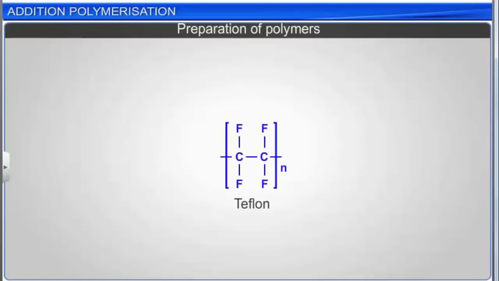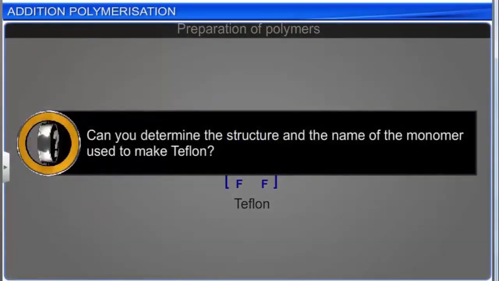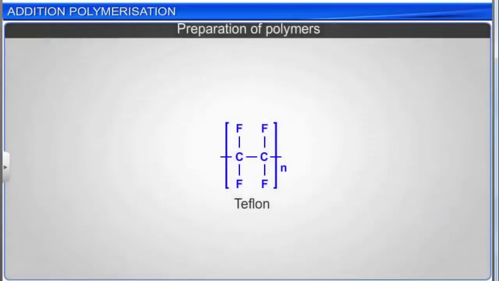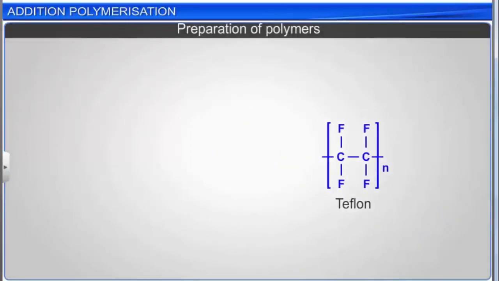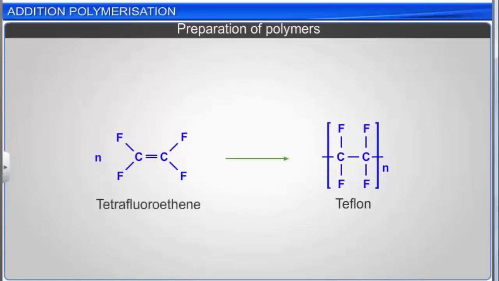Teflon is another example of an addition polymer. The structure of Teflon is shown here. Can you determine the structure and the name of the monomer used to make Teflon? Since Teflon is an addition polymer, it suggests that the monomer contains a carbon-carbon double bond and 4 fluorine atoms. The monomer used to make Teflon is tetrafluoroethene. The overall equation for the polymerization reaction is shown here.